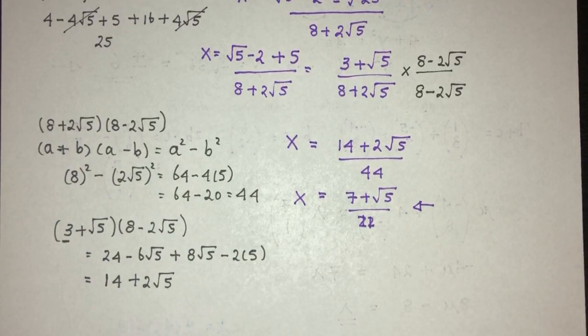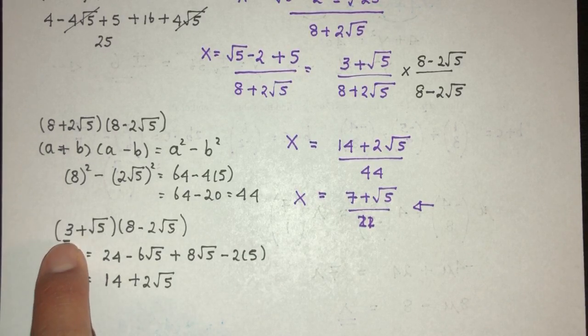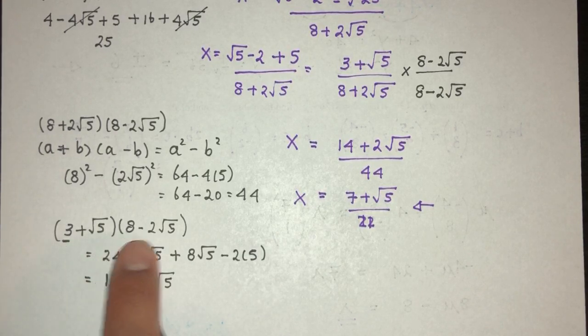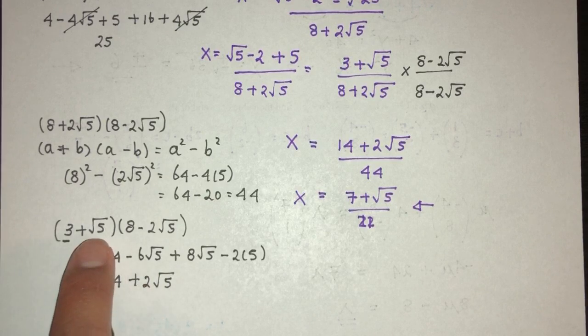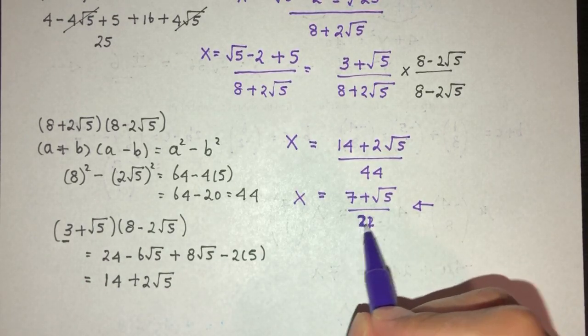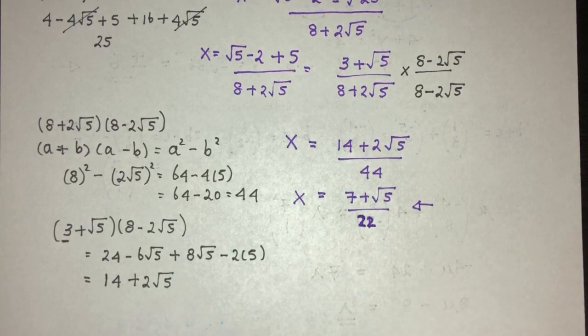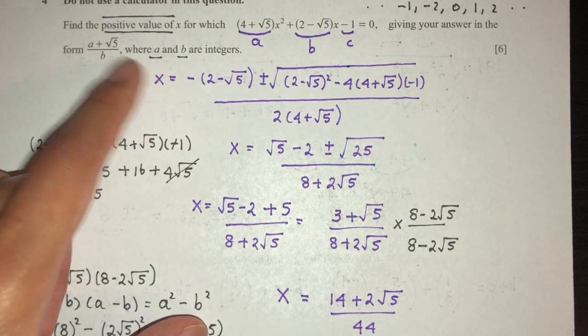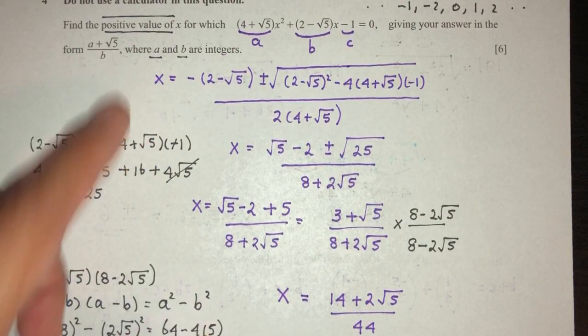But let me check here, because I think I may have made a mistake in this calculation. Let me just double check this one. So 3 times this, 24 times 6, correct. And 5 times this, that is also correct. Okay, that should be fine then. So divide by 2, that should be 2, 2. Okay, x is 7 plus root 5 over 22, where a and b are integers.